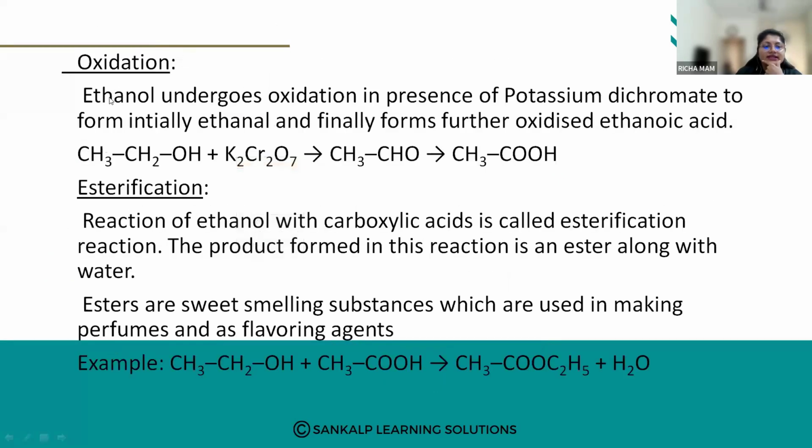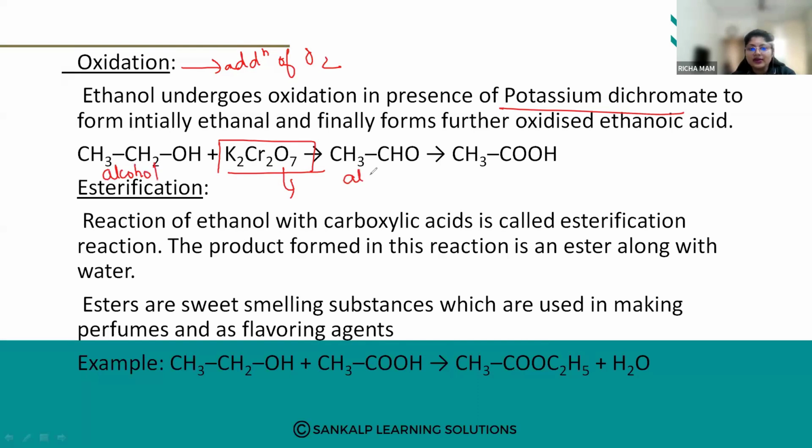The next reaction is oxidation. It will undergo oxidation in the presence of K2Cr2O7. Oxidation is nothing but addition of oxygen. When you have an alcohol, initially we react it with K2Cr2O7, that is potassium dichromate, which is a good oxidizing agent. When you do oxidation of alcohol, first you are going to get an aldehyde. Again, when you do oxidation of the aldehyde with K2Cr2O7, we are going to get a carboxylic acid.